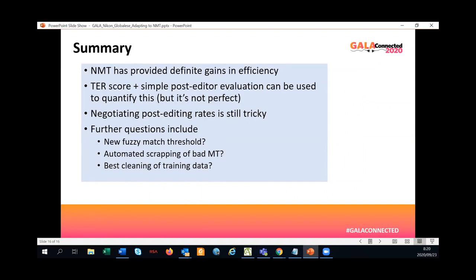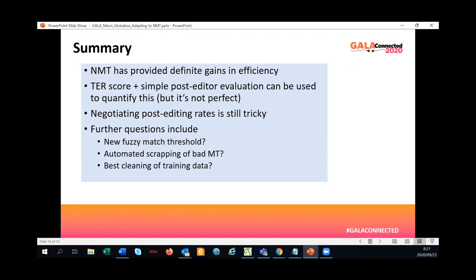And just to summarize, using this correlation between TER score and the system that we used, we showed that MT has provided definite gains in efficiency, and you see that in our personal experience with post-editing. And although we're able to show these efficiency gains with this, it's not perfect, and negotiating post-editing rates is still kind of tricky.